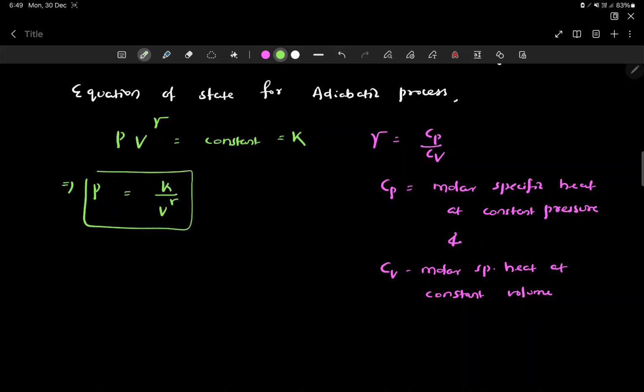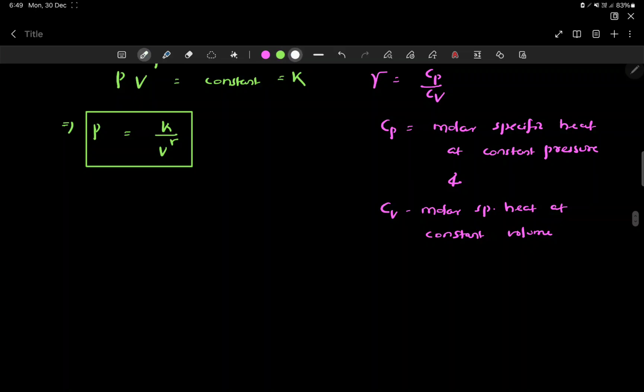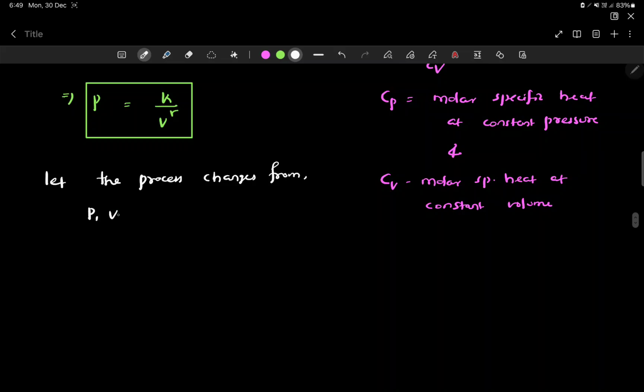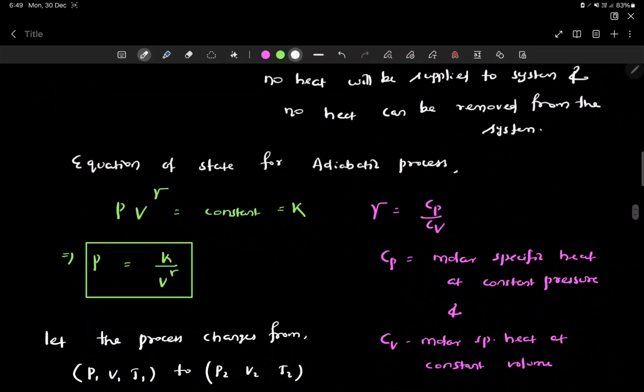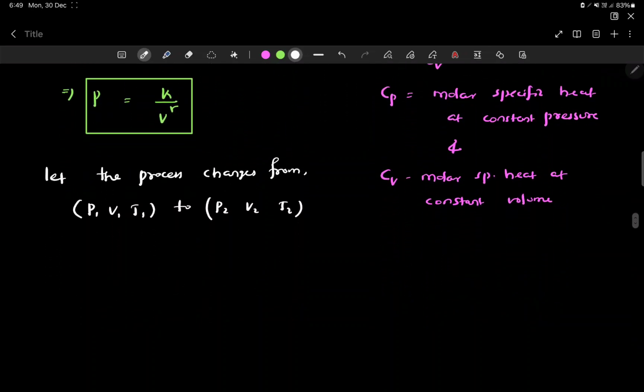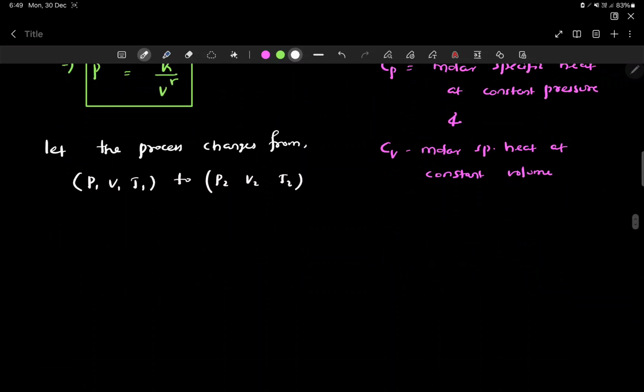Okay, so let the process change from P1 V1 T1 to P2 V2 T2. Then the adiabatic process equation we can write, P is K by v to the power gamma. Let the process change from P1 V1 T1 to P2 V2 T2.